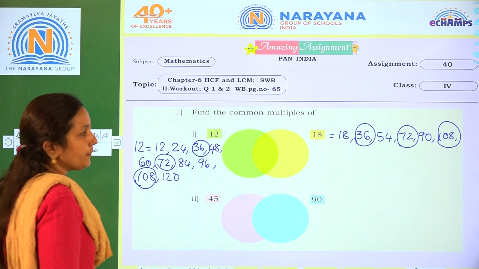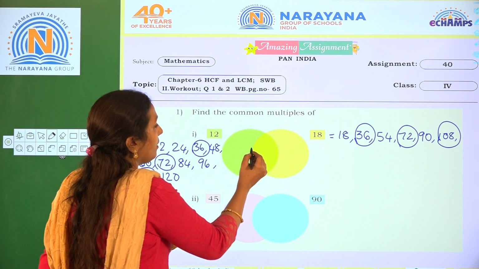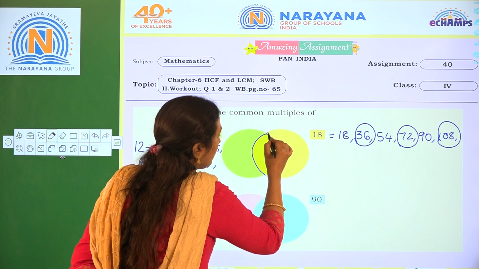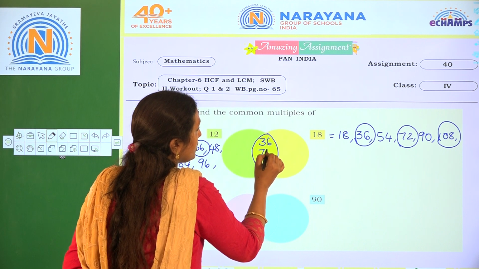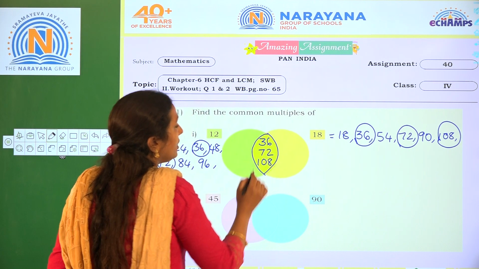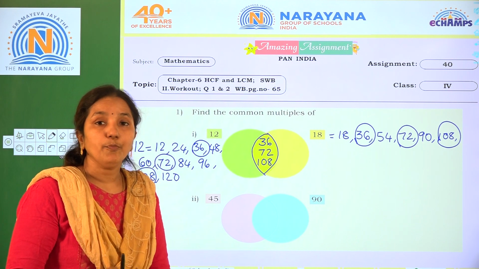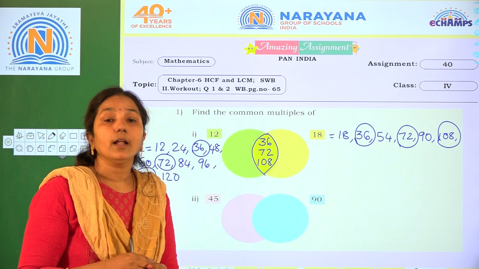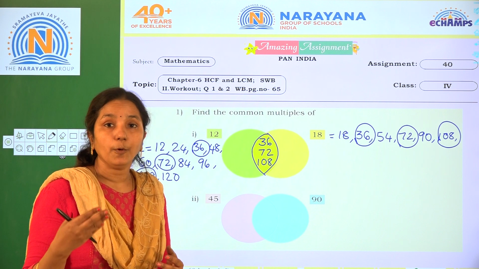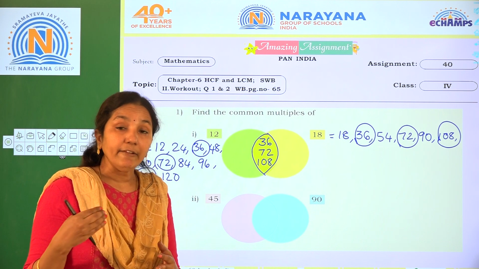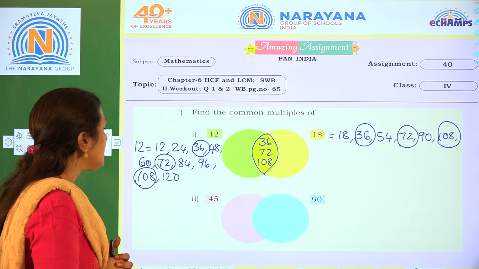So here we have to write the common multiples. Here, what are they? 36, 72, 108. We will get more common multiples of the numbers, because multiples are uncountable. It means there is an infinite number of multiples of a number. Now coming to the next one, 45.